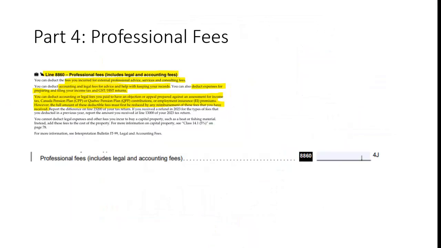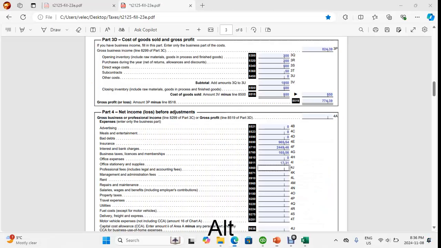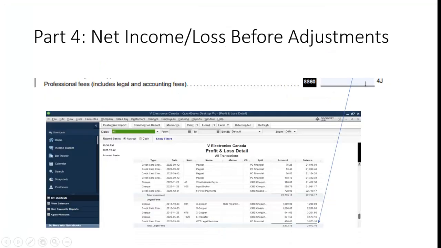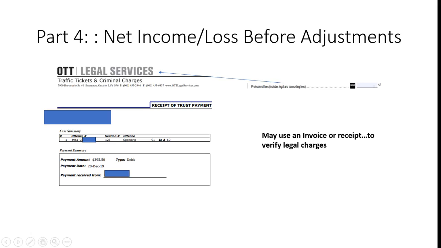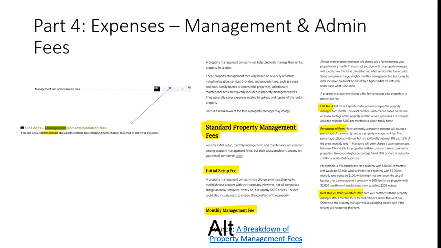Next, you have professional fees, legal and accounting fees. So any fee that you might have paid to your lawyer, for example, or even your accountant to prepare your taxes. In this case, our legal and accounting fees is nil. This could be traffic tickets, could be your criminal record, and so on and so forth.